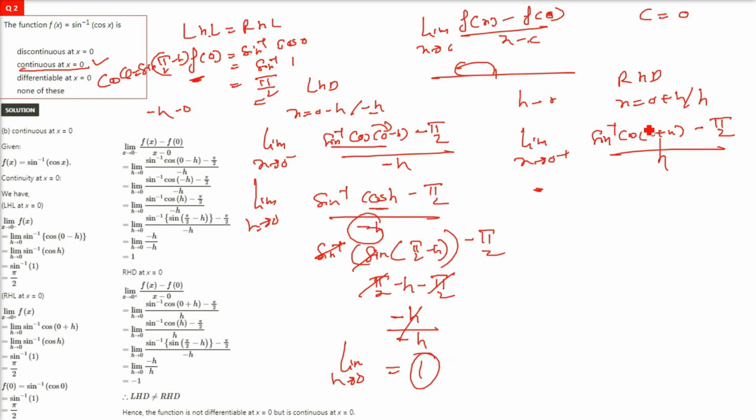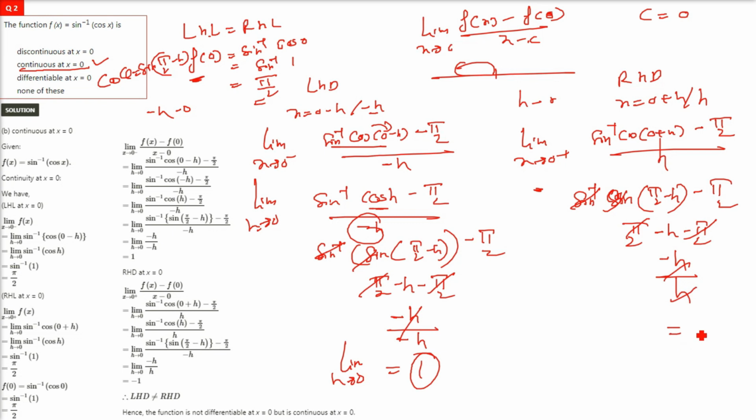Here also, same way we are going to go ahead, sine inverse. In place of cos, write sine of 90 minus theta, or pi by 2 minus h, minus pi by 2, divided by h. Sine inverse cancels, pi by 2 minus h minus pi by 2 is going to give you negative h. In the denominator, you have h. So this gets cancelled, you have a negative 1. So the left hand derivative is 1, right hand derivative is negative 1. That is, they are not matching. When they are not matching, that means this function is not differentiable, but it is continuous at x equals 0. This is how you will choose a suitable answer from all these 4 options.